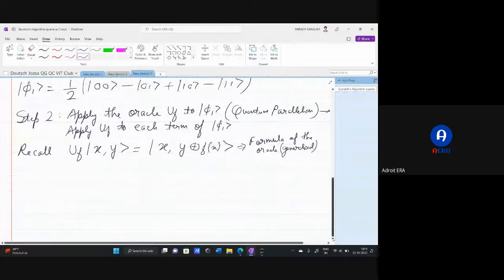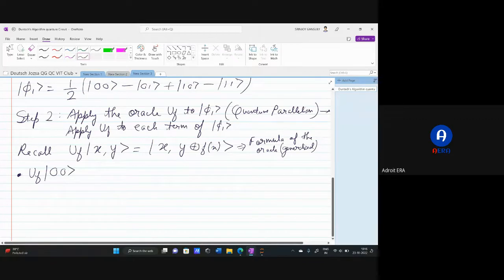So let us start applying. I will make a bullet point dot: Uf applied to ket 00. Let us write the formula with x, y, and then 0. That means x, and 0 XOR f of x. Basically, it is y XOR f of x, where x is 0. So just using the above formula. I'm not going to write it again and again.